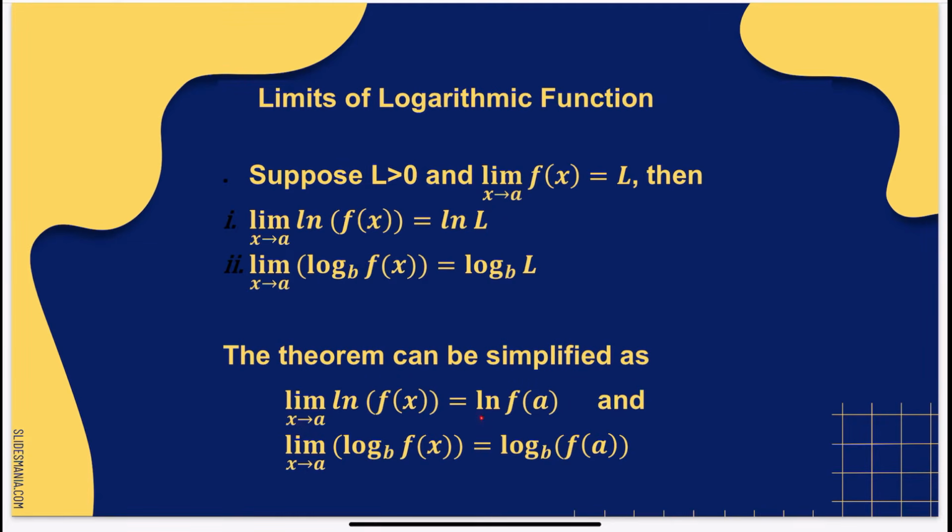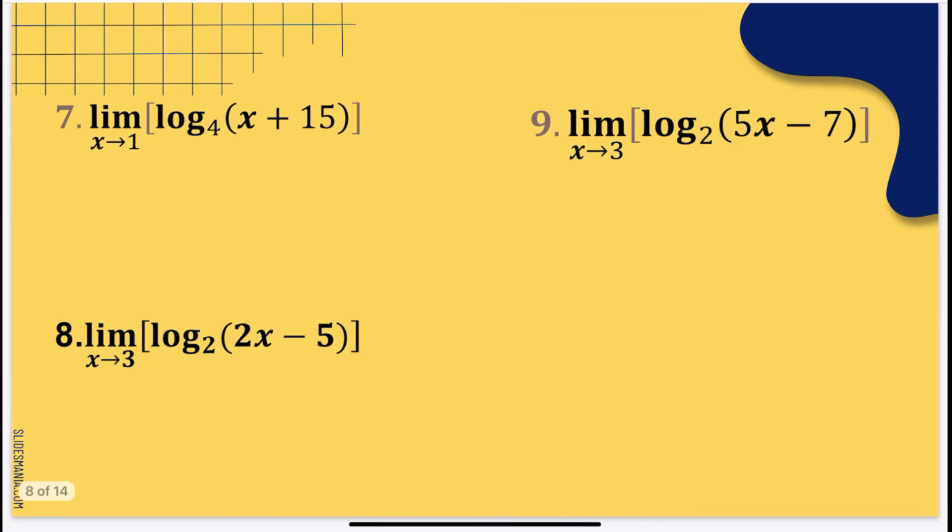The theorem can be simplified as: the limit of ln f of x, where x approaches a, is equal to ln of f of a. And the limit of the logarithm of f of x to the base b, where x approaches a, is equal to the logarithm of f of a to the base b. To understand this limit of logarithmic functions, let's have examples.